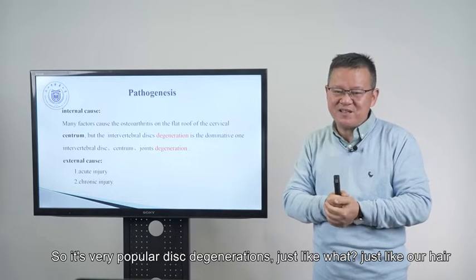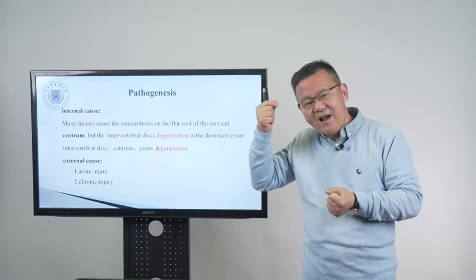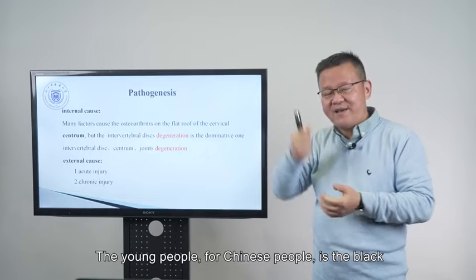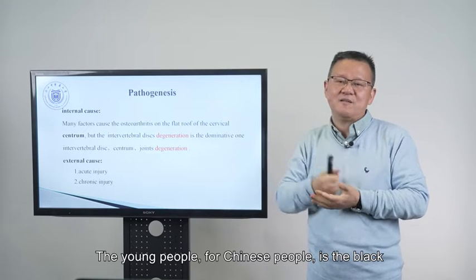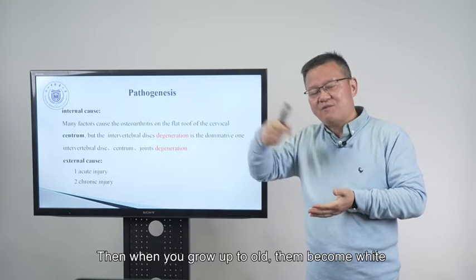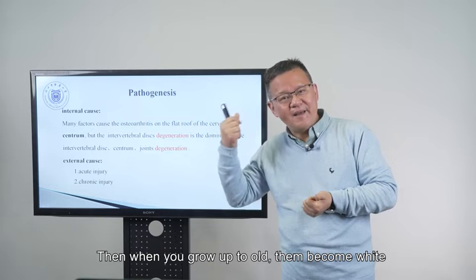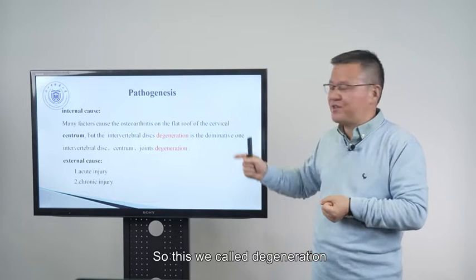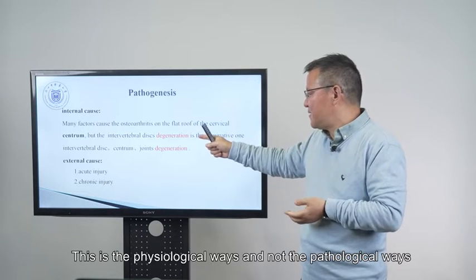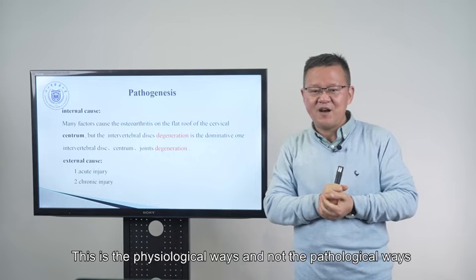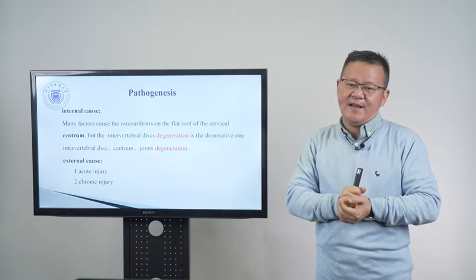Disc degeneration means what? Just like our hair. When people are young, the hair of Chinese people is black. Then when you grow up, it becomes white. This we call degeneration. It is a physiological way, not a pathological way. Okay.